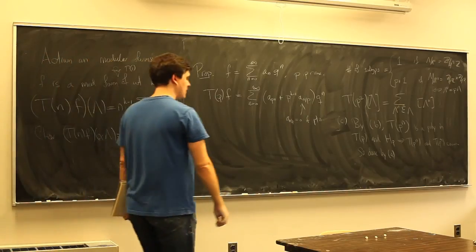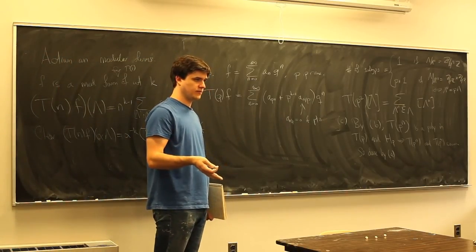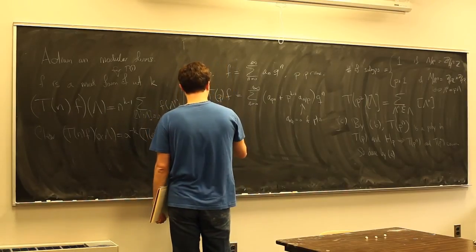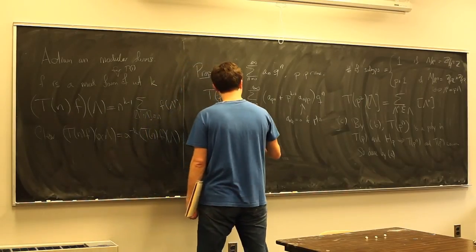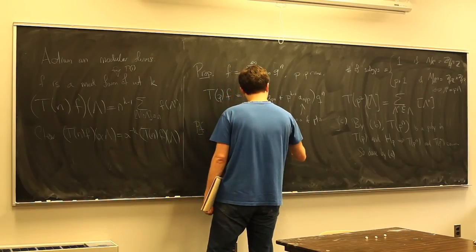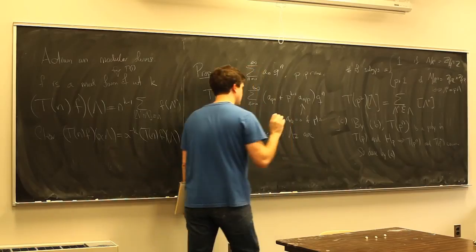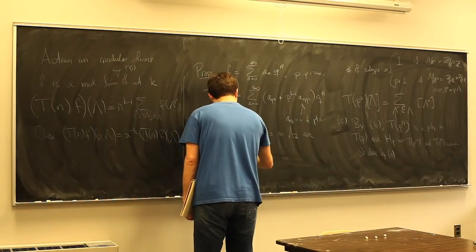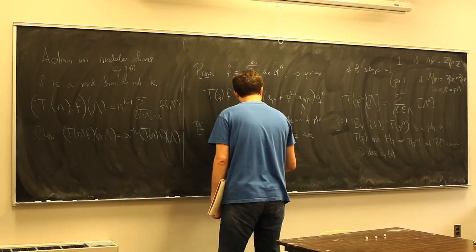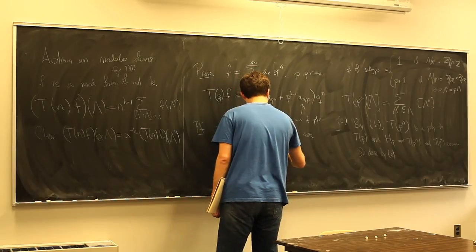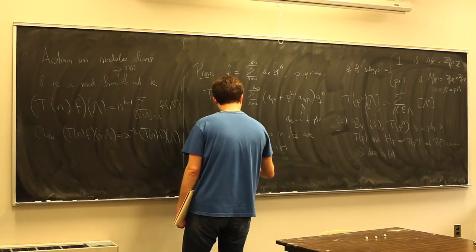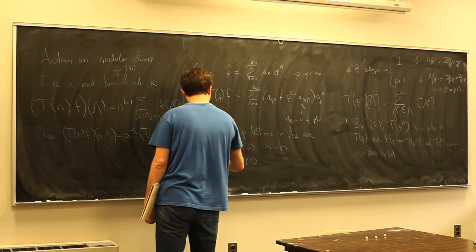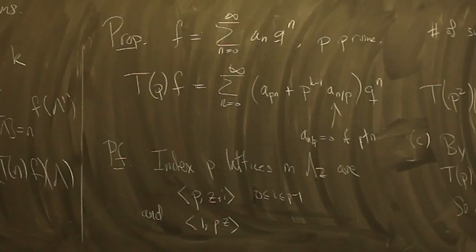So we want to think about the index p lattices in one of our Lambda sub z's. So here's what they are. The index p lattices in Lambda sub z, so this is the lattice generated by 1 and z. I'm going to get the lattices generated by p and z plus i, for i between 0 and p minus 1, and also the lattice generated by 1 and pz. These are p plus 1 lattices. And so I want to sum the value of f on all these lattices.